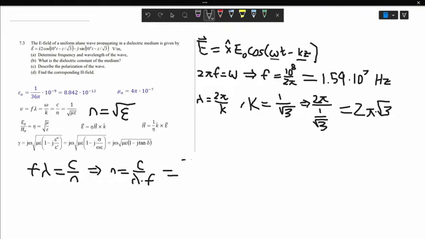C is the speed of light, which is 3 times 10 to the 8. And then pulling the values that we found above in part A, we have 1.59 times 10 to the 7 times 2 pi square root of 3. Now, solving for this in a calculator, we end up finding that n is equal to 1.73.